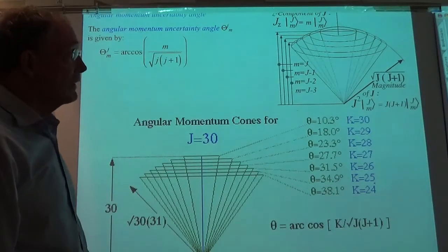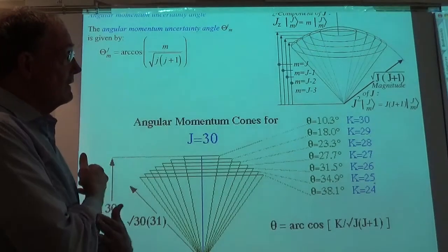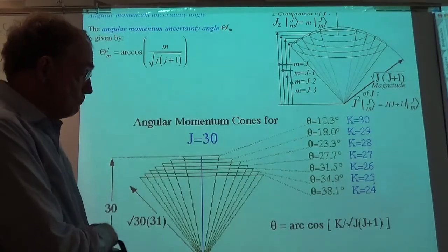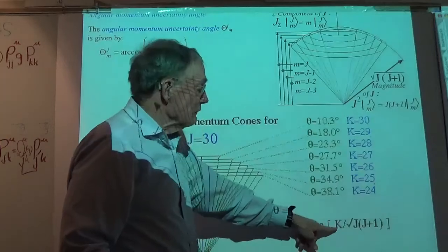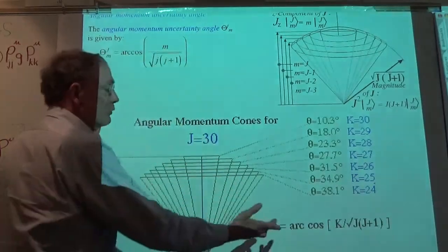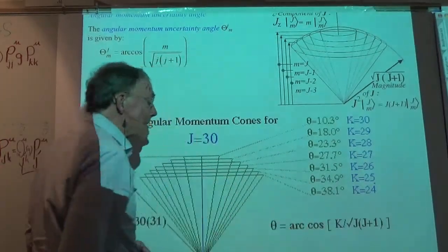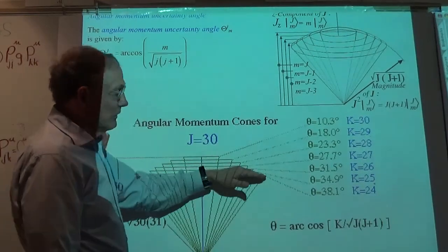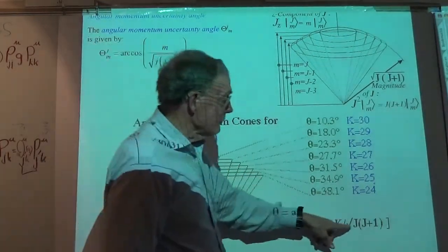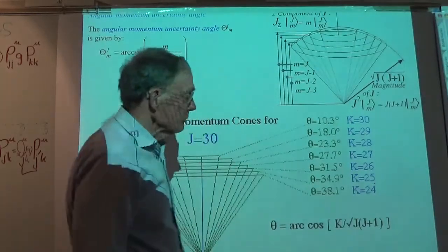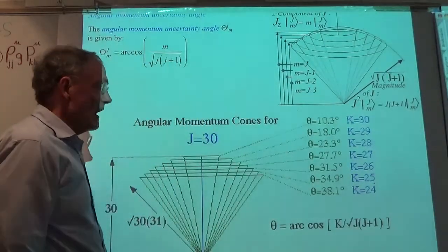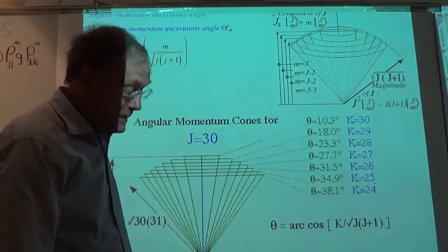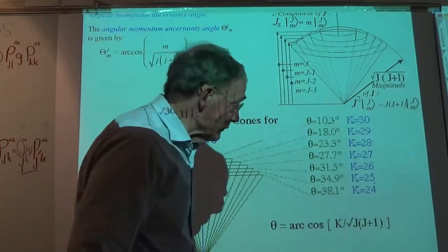Very simple. Arc cosine of m, whatever level you're at. That's the usual molecular notation for m, the height of these base here, divided by the square root of j times j plus 1, divided by j plus a half, square root. I'm sorry, not without the square root.